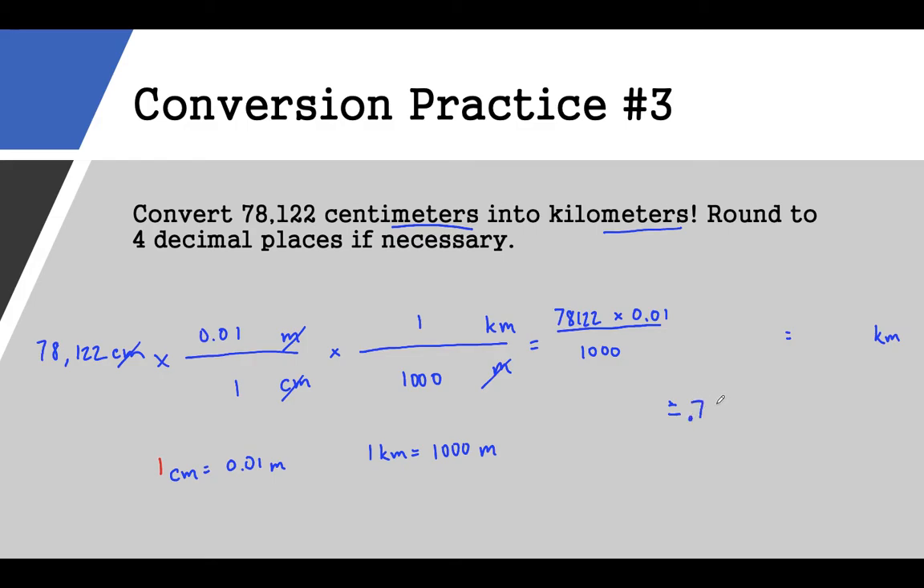My calculator answer is 0.78122 kilometers. I want to round to 4 decimal places, so I look at the first 4 numbers, 1, 2, 3, 4. I notice the 2 doesn't round up, so I leave it as 0.7812 kilometers. All right, problem number 3, and your first metric problem.